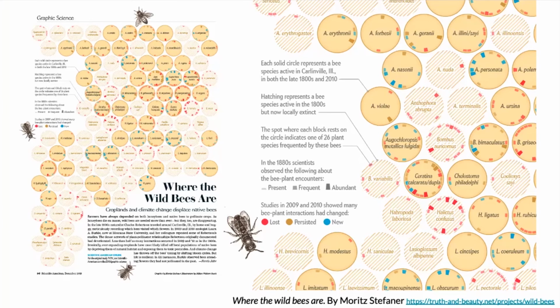Those were the hatching. And so actually the takeaway message of this visual is that a lot of the bee species are missing. And that really is a very different takeaway between the two ways of presenting this information.